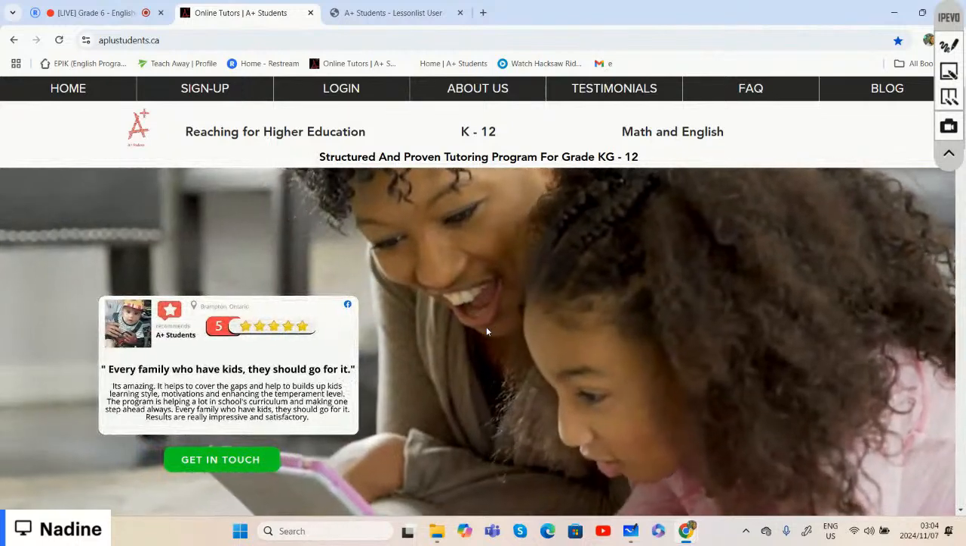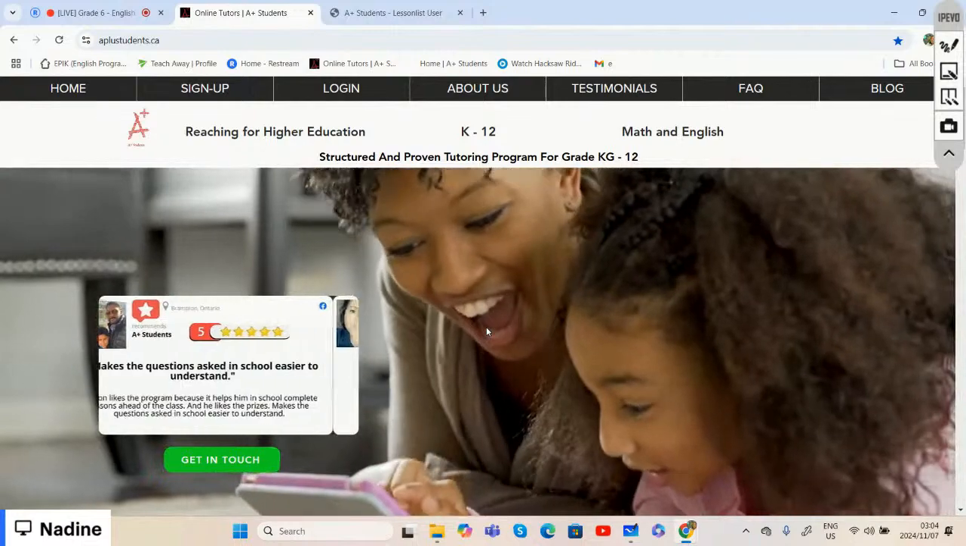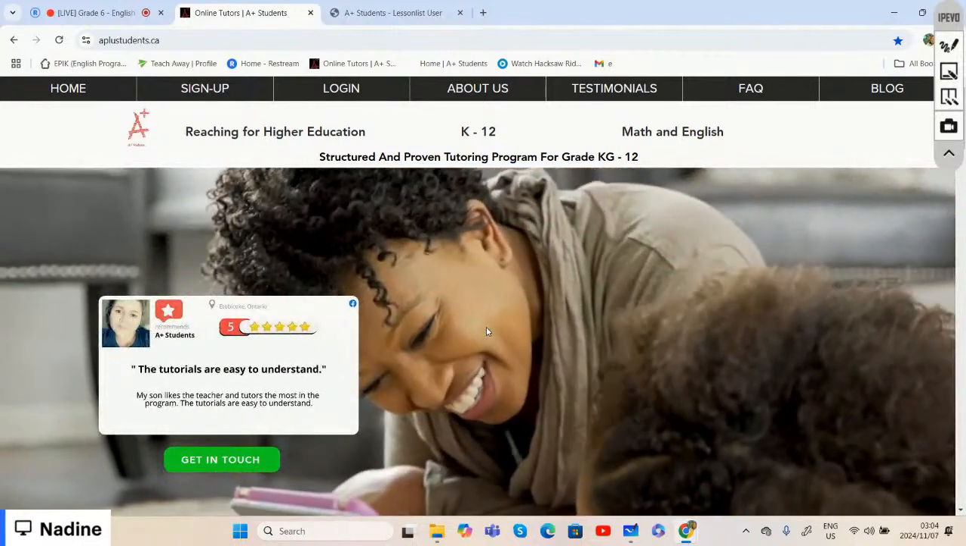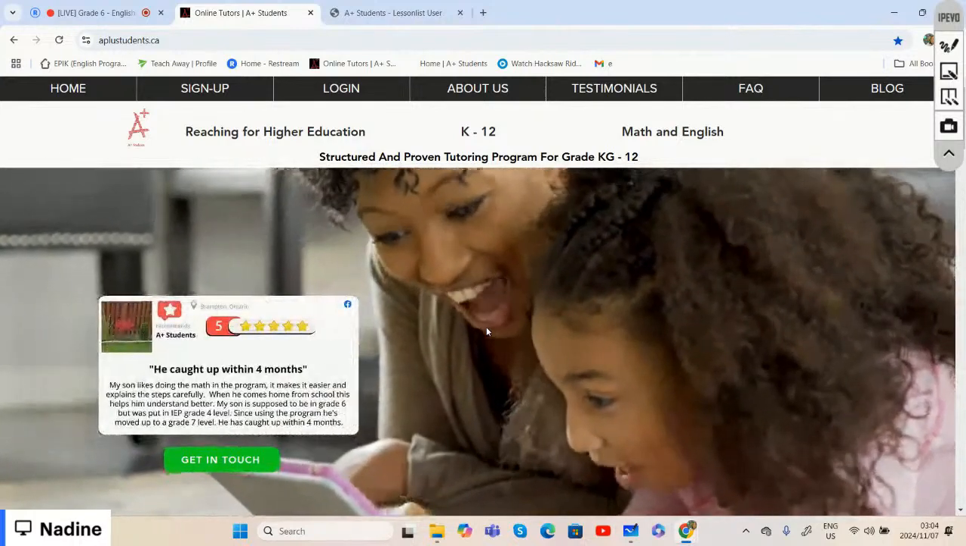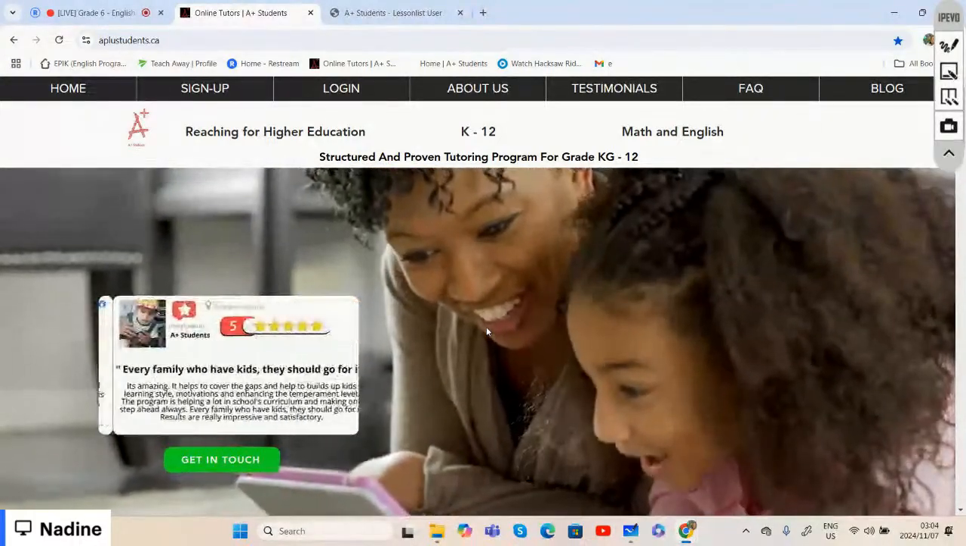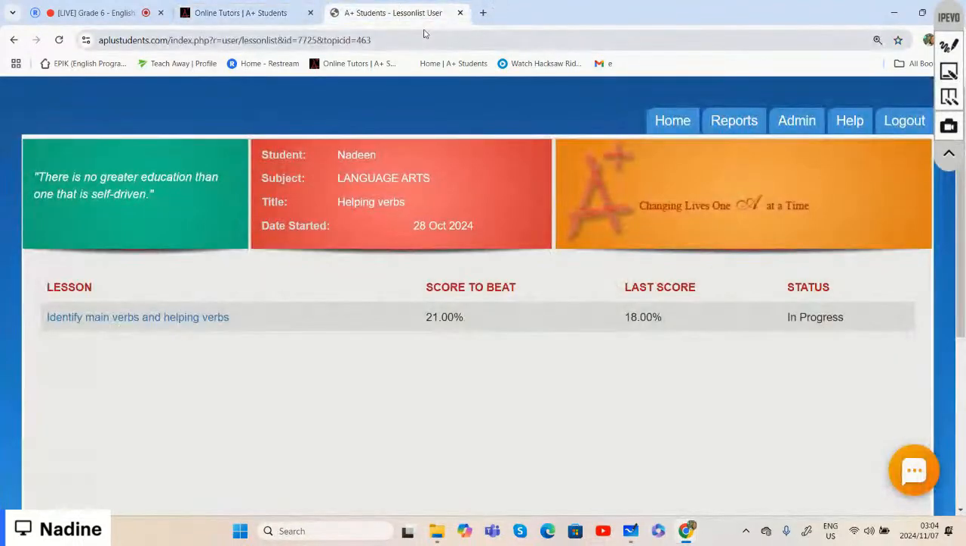In the lessons that we are going to be focusing on, not the lessons, but before we go into the lessons, the chapter that we will be doing today is helping verbs. So we're selecting the subject of English language arts, grade 6, and then we scroll down until we get to our chapter of helping verbs.